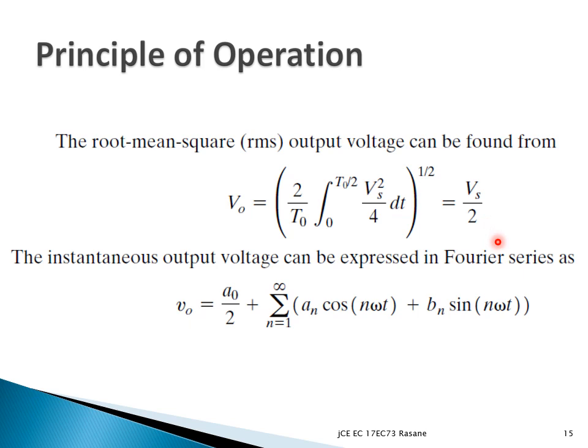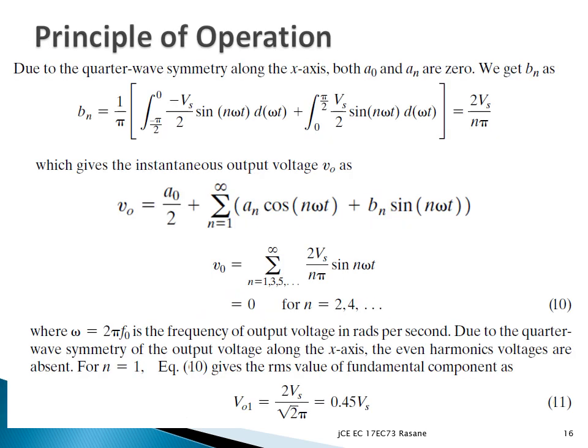Now, if you look at the instantaneous output voltage, it is going to be nothing but a Fourier series. And I am going to have V0 equal to the DC component A0/2 plus the harmonics consisting of the cos and the sine terms with An and Bn. Okay, so this is a DC term, and An and Bn are the coefficients of this Fourier series.